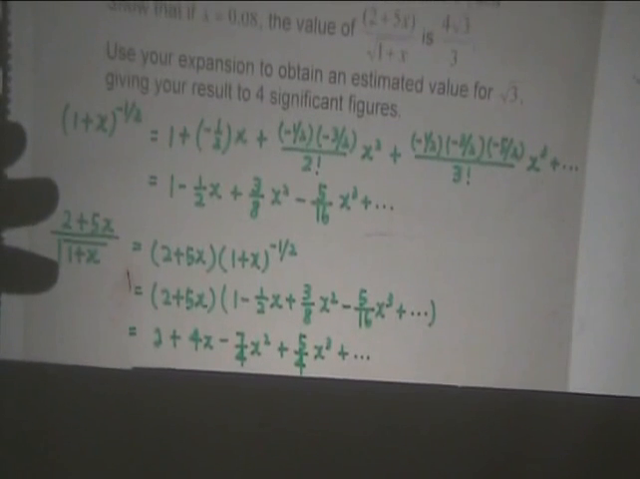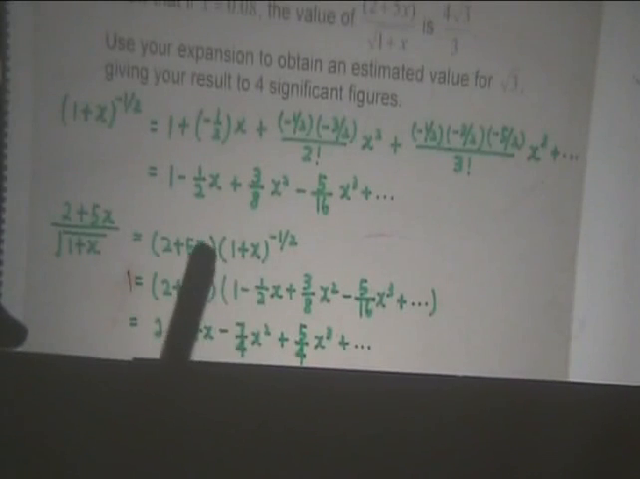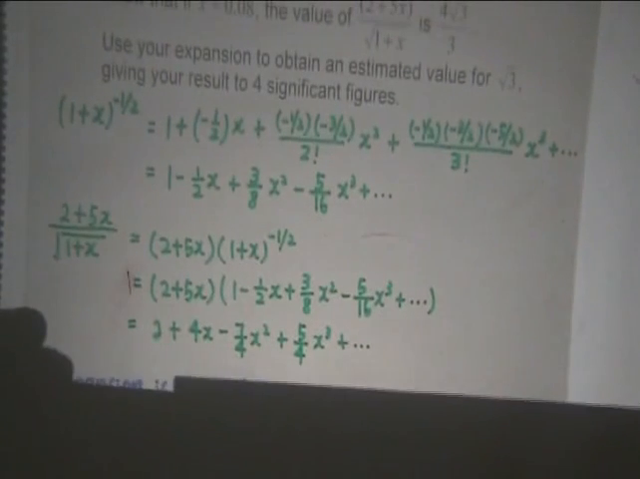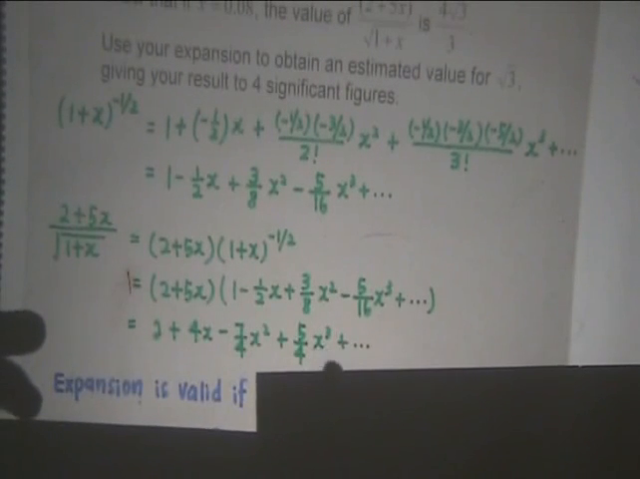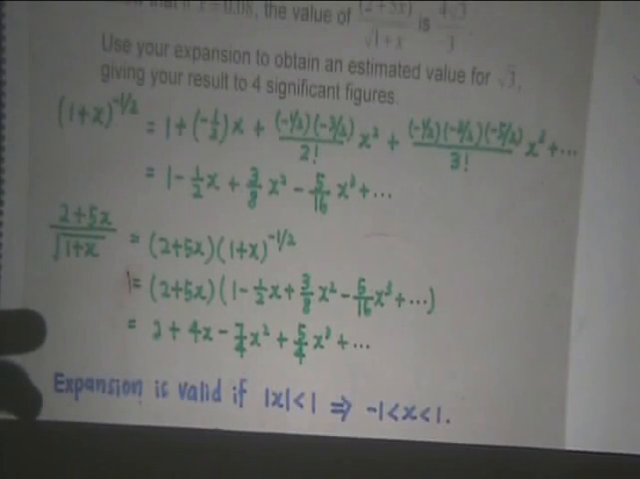Okay, we need to state the range for which this expansion is valid. The expansion is only for the (1 plus x) to the power of minus half. So for this expansion to be valid, the modulus of x must be less than 1. So this means that x is between minus 1 and 1. So this is the range for which the expansion is valid.